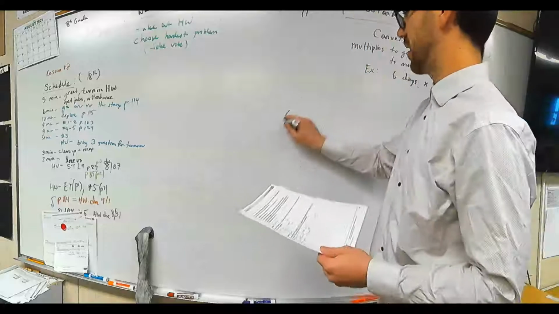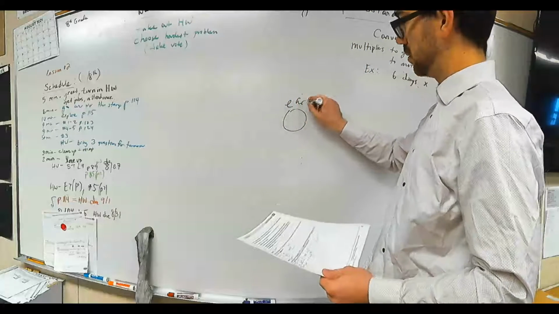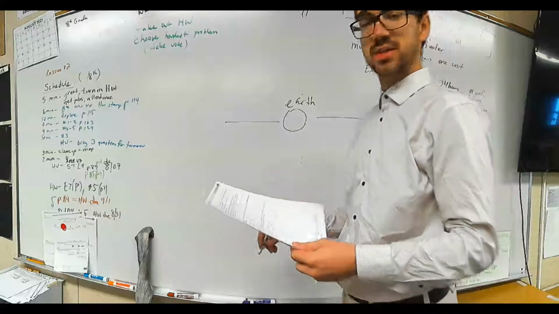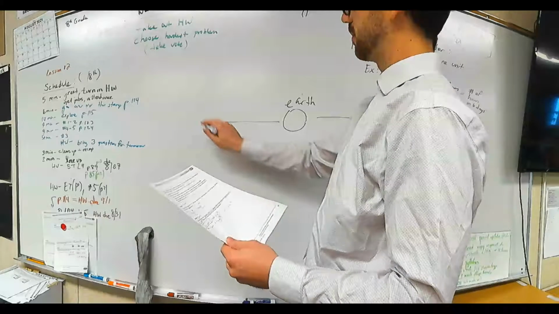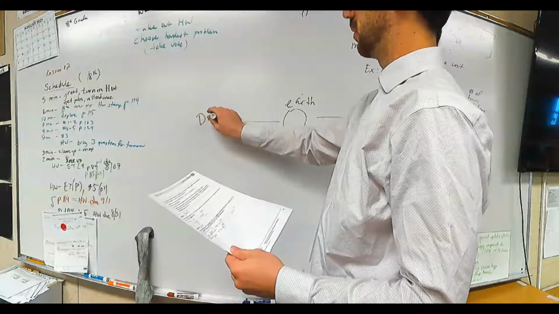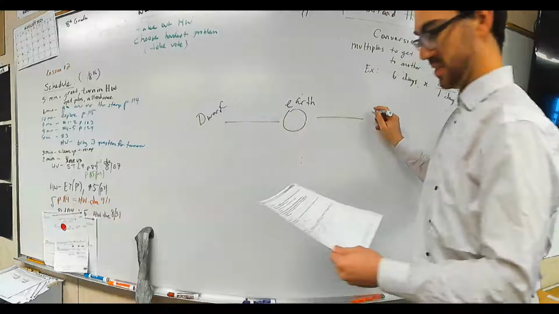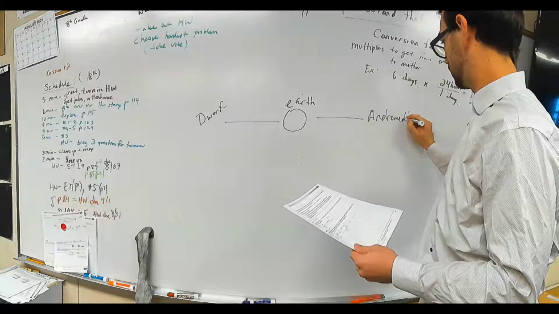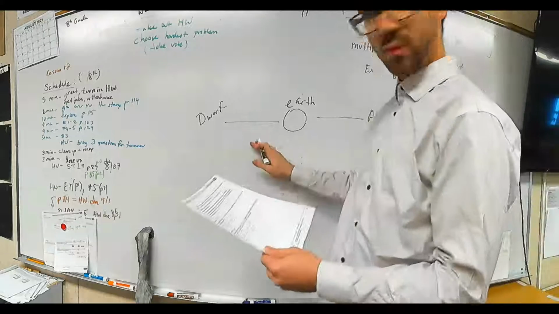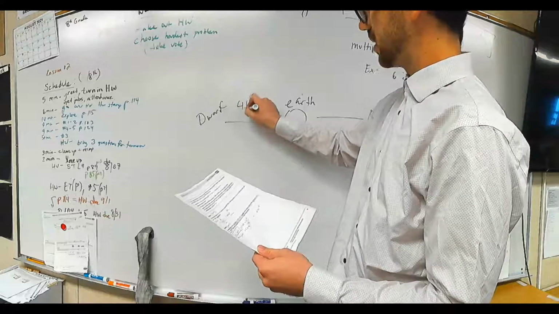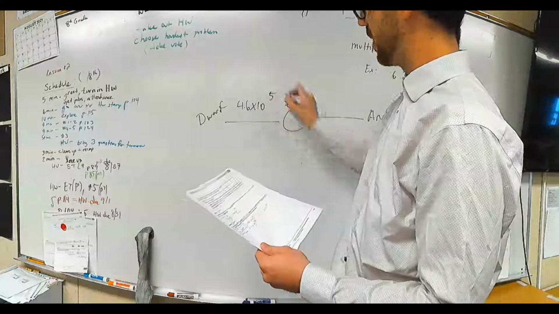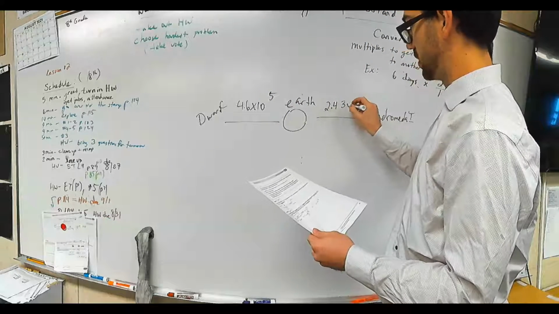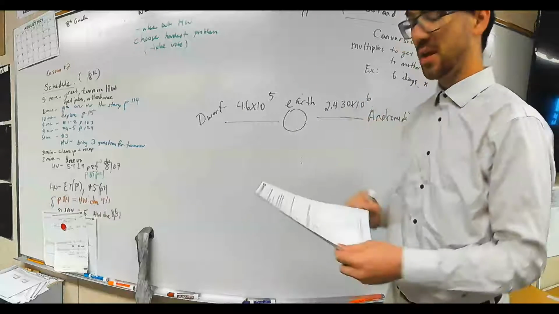So I'm going to go ahead and draw this out. Let's say this is Earth. Andromeda is over here, and then Fornax dwarf galaxy is over here. This is the dwarf one, and this is the Andromeda one. Okay. Dwarf one, it says, is 4.6 times 10 to the power of 5 light years away, and the other one is 2.430 times 10 to the power of 6 light years away.